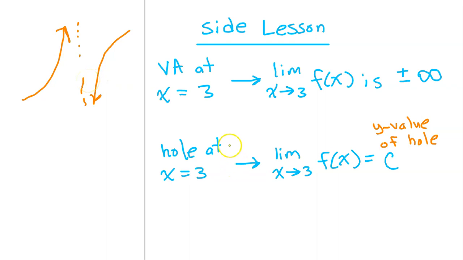On the other hand, if we have a hole at x equals 3, the limit as x approaches 3 of f of x will be a constant, and that constant is the y value of the hole. Approaching a hole from the left works like this. You're approaching a specific number, not infinity. Approaching from the right looks like this. All right, we are approaching the y value of this hole.